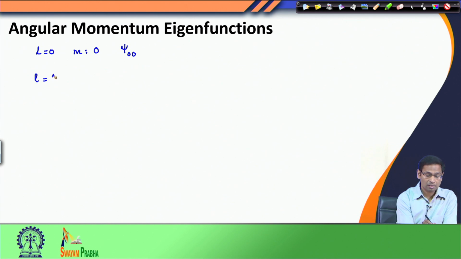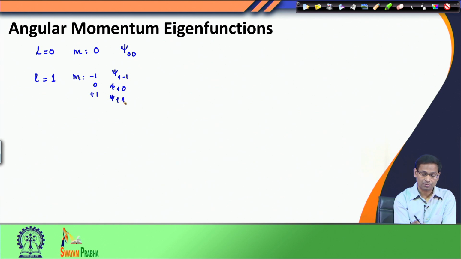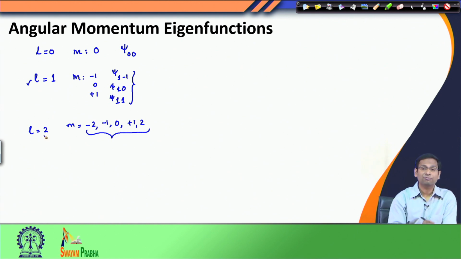When L is 1, M can go from minus L to plus L in the step of 1. So, M can be minus 1, 0 or plus 1. In that case, the three eigen functions that I get are psi 1 minus 1, psi 1 0, psi 1 plus 1. So, these are the three eigen functions of the angular momentum operator when L is 1. Similarly, when L is 2, I would have M as minus 2, minus 1, 0, plus 1, plus 2 and so on. So, these are the 5 possible values of M that are allowed for a given value of L.